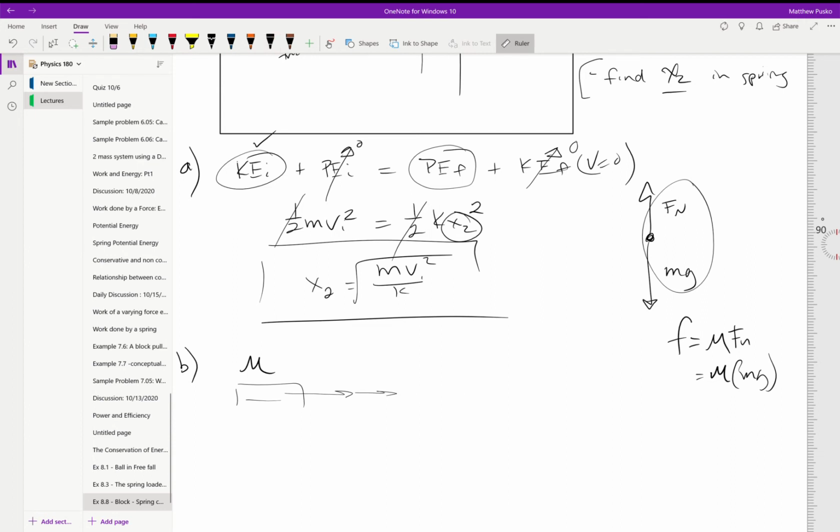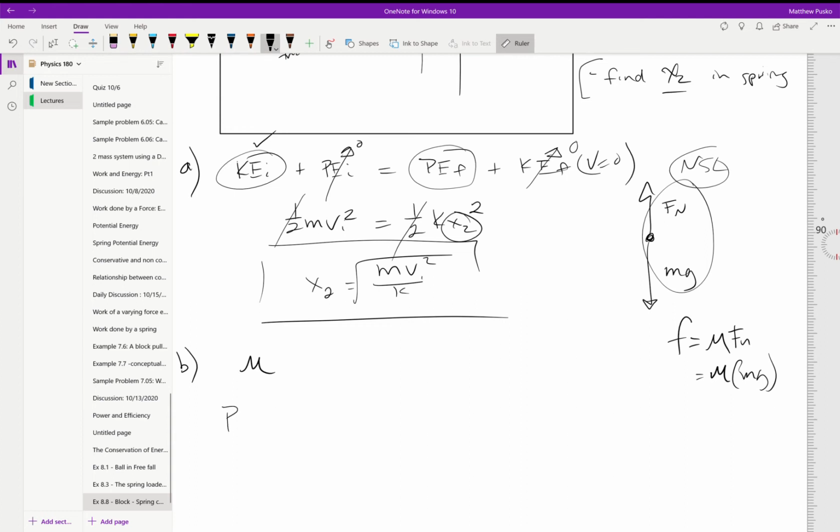We have a constant force of friction acting against us, giving us a constant deceleration. So how do we deal with it? Well, we only have to do Newton's second law and a free body diagram in that one direction. And let's just look at the work done by friction.